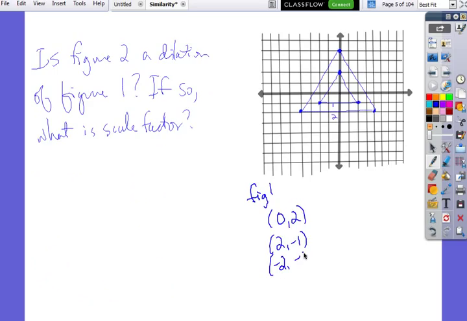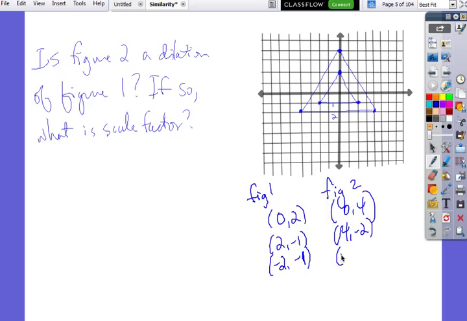Then I'm going to go to figure 2. Go in the same order on the points. Where did I start at? 0, 2 was right here. So I'm going to start with that same point on the other triangle. That's 0, 4. Go to the next point. So this one is 4, -2. And then the last one is -4, -2.